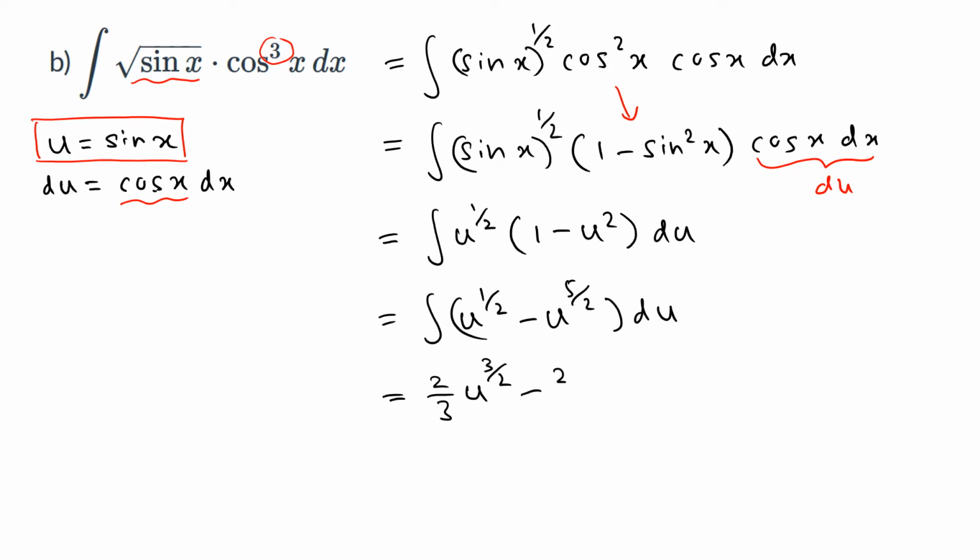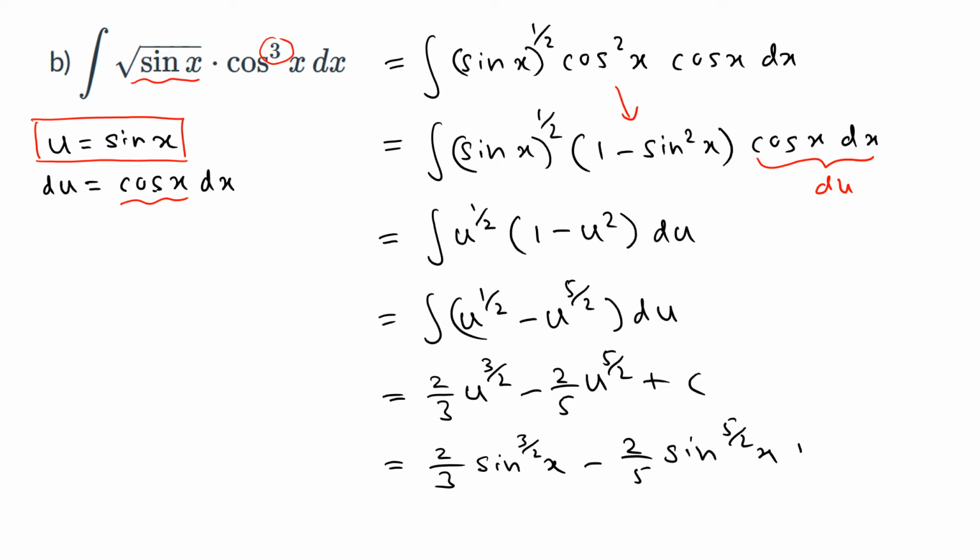This can be 2/5 u^(5/2) + c. You can leave it like that. What you can do, you can substitute back. Let me u, you're going to be 2/3. This is sine. So (2/3) sine^(3/2) x minus (2/5) sine^(5/2) x plus c. So that's the answer with all the steps.